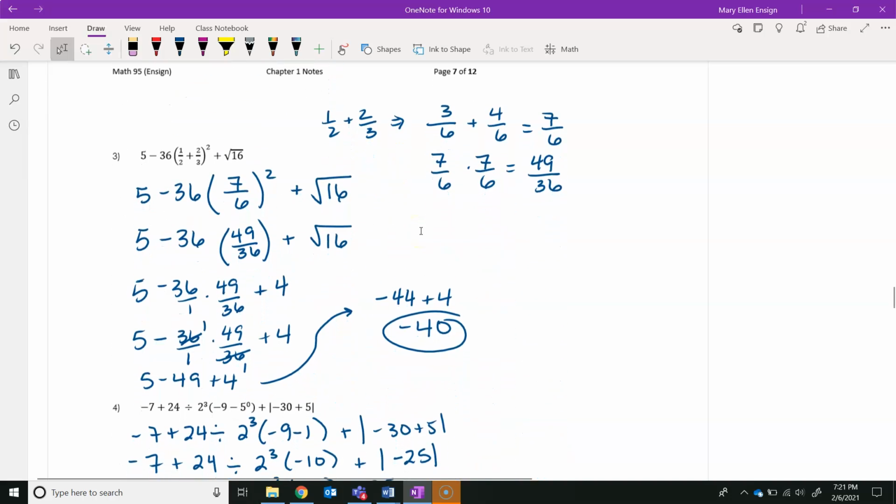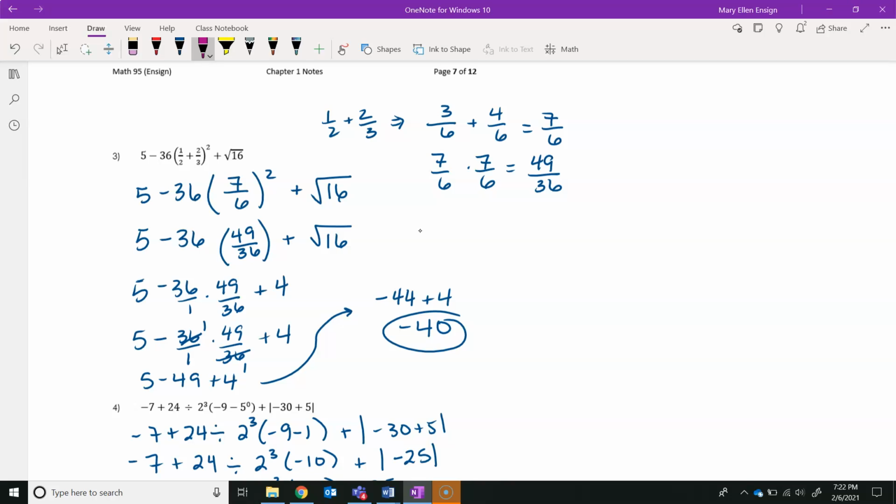Okay, and the third one, when we look at the parentheses here, we can see that we do have something to do in the parentheses, okay? We have to add these two fractions. So I have that work over here on the side. I made common denominators and then added those fractions together. And then in the next step, we have to square this. So remember, 7 over 6 squared means 7 over 6 times 7 over 6. I multiply across the top and the bottom. I get 49 over 36.